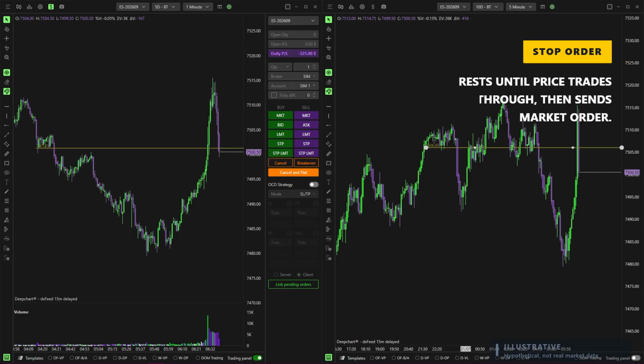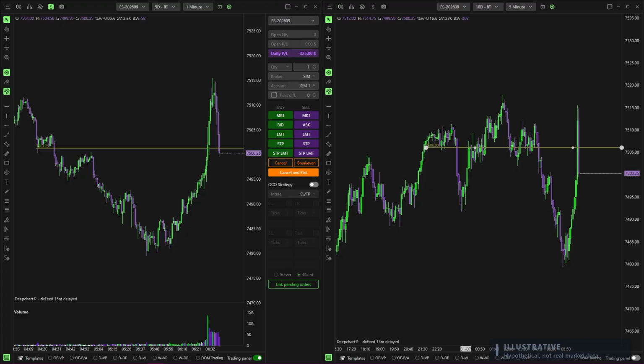So the last order type is a stop, and this can be used in a number of different ways. One is to protect your position. So if you're long and you want to limit your risk, you would have a sell stop in place. If you wanted to not enter the market until a certain price was traded through or at, you could also place a stop order to enter the market.